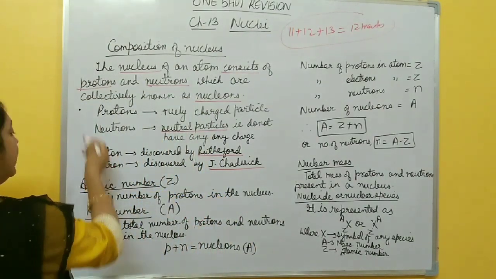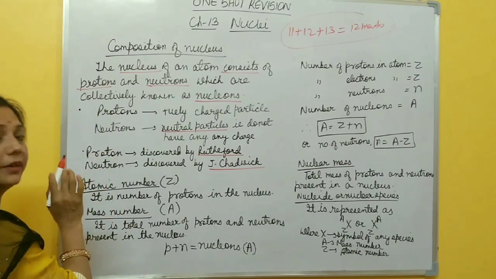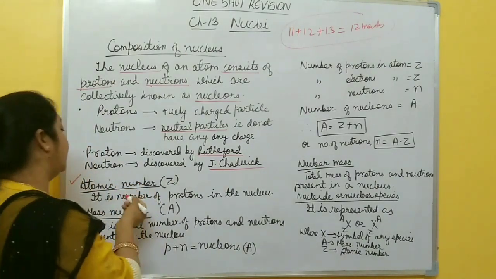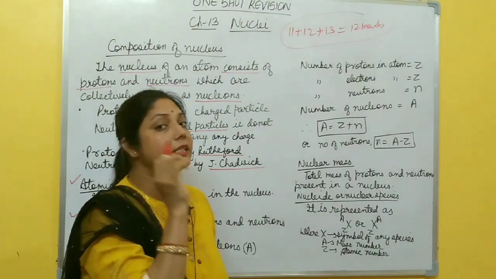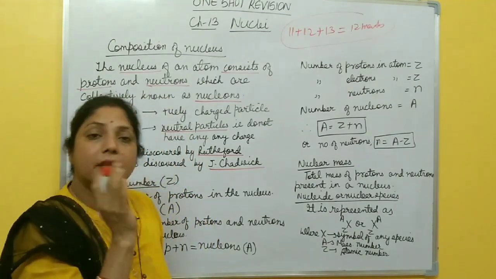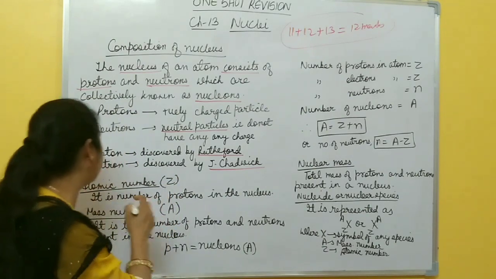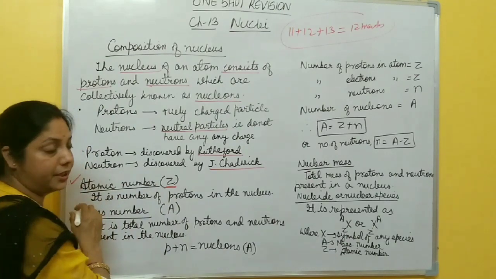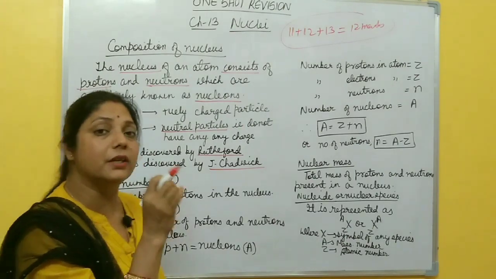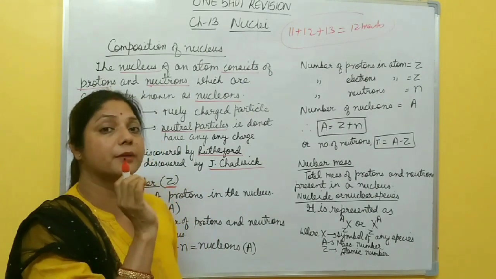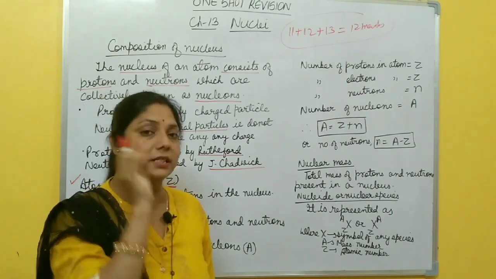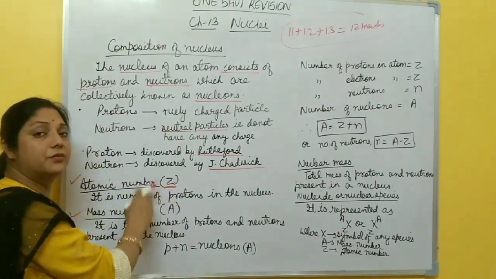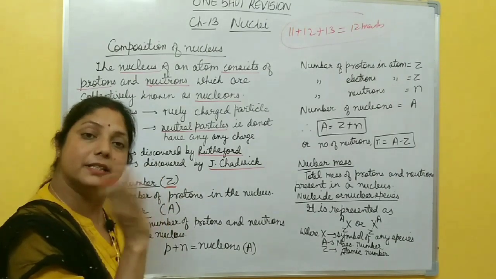Now, there are different terms related to the nucleus of an atom. First one is atomic number, then mass number. What is atomic number? It is the number of protons present in the nucleus. Inside the nucleus, protons are present. So how many protons are present in the nucleus? That number of protons is called the atomic number, and it is represented by capital letter Z. And the number of protons is always equal to the number of electrons in a neutral atom, so that the atom becomes stable. To maintain the stability of the atom, the number of protons, that is positive charge, becomes equal to the number of electrons, that is negative charge.